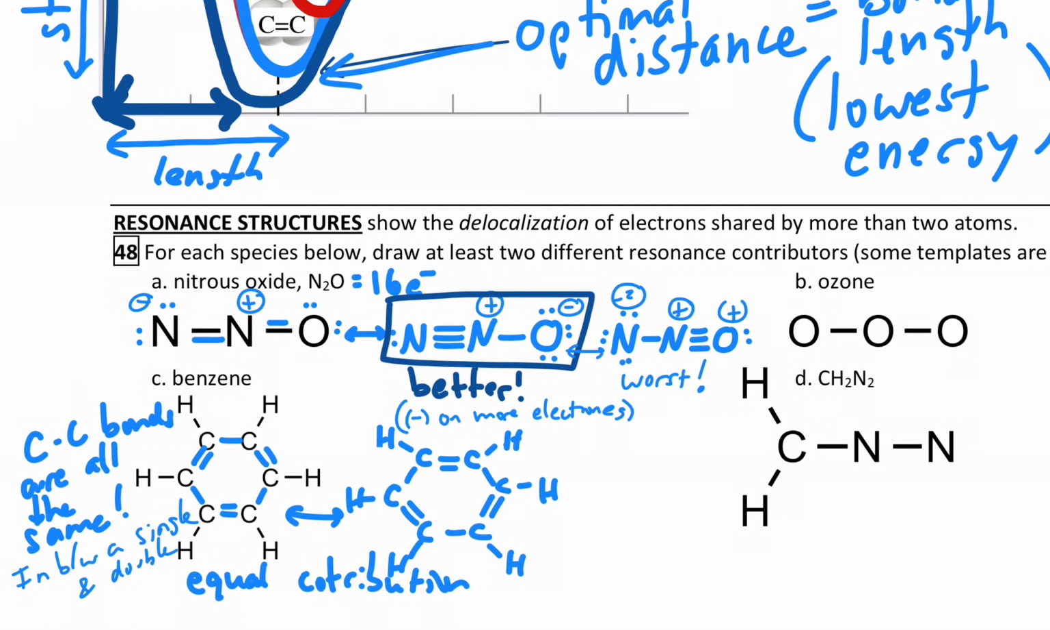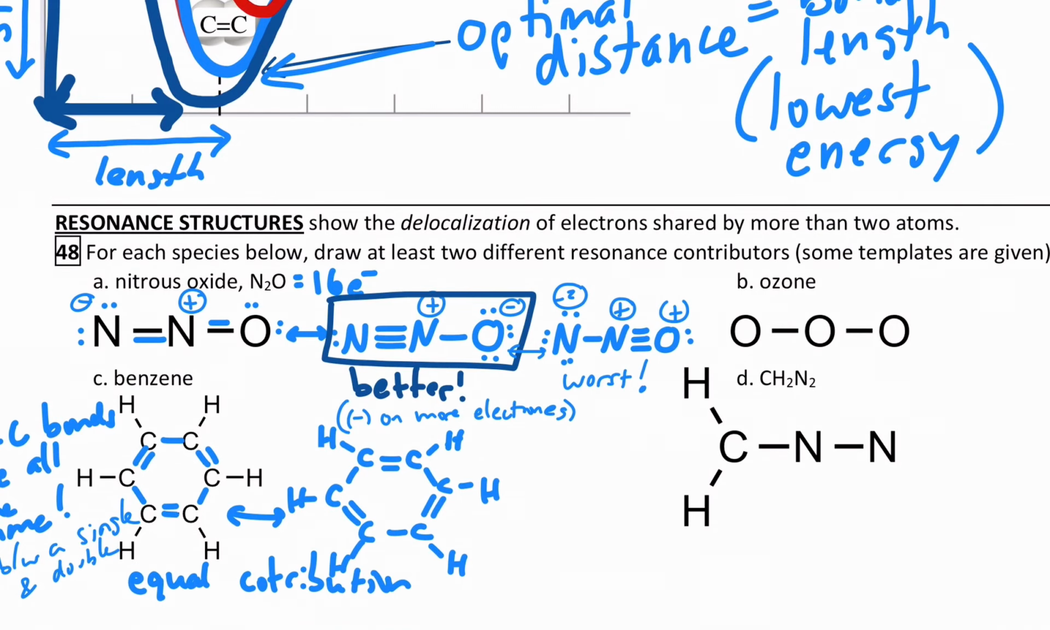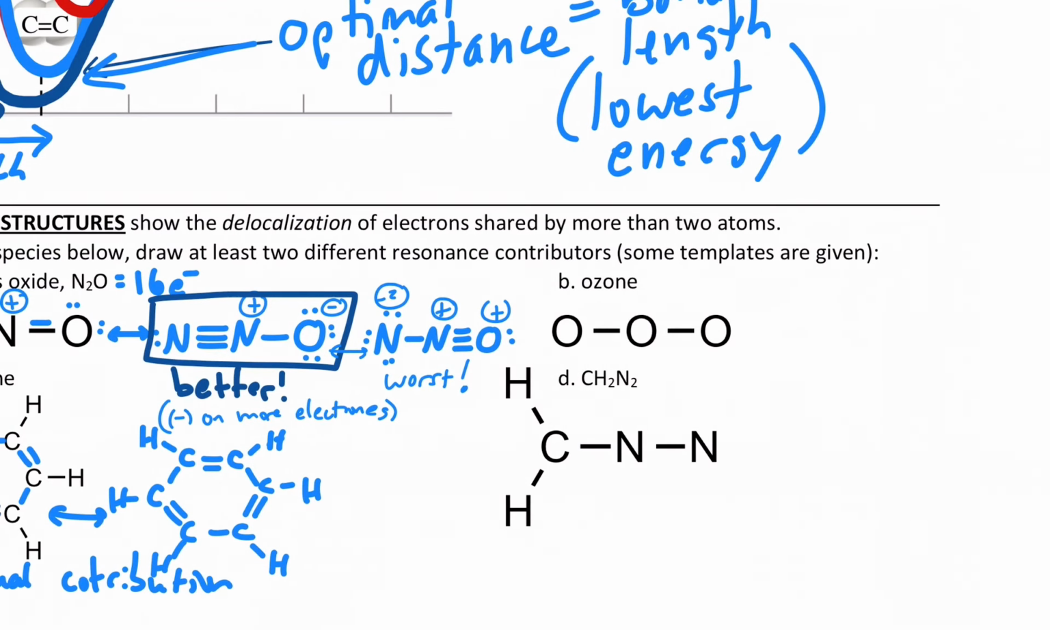So I'd like you to hit pause, absorb that for a few seconds, and then see if you could come up with at least one other contributor for the ozone and the diazomethane molecule. Start by just modifying the template and turn it into a valid structure, and then come up with a second structure that would be valid with the same electron count. Try that now.